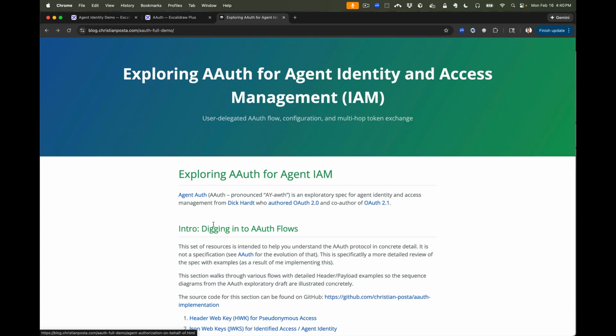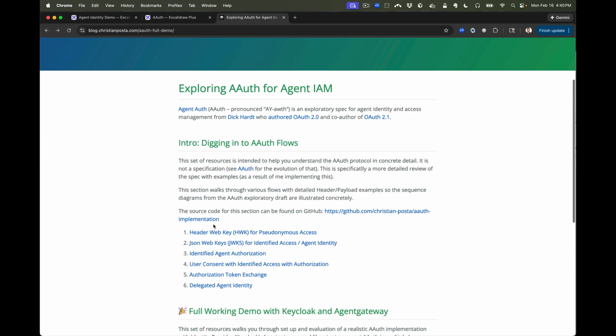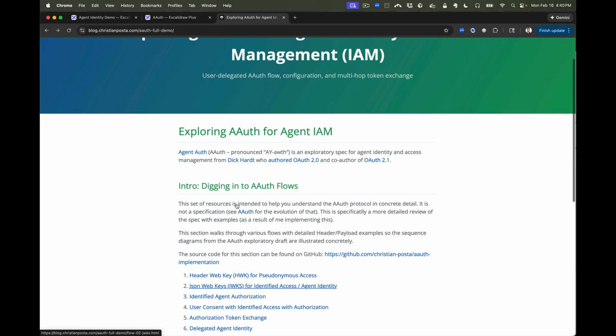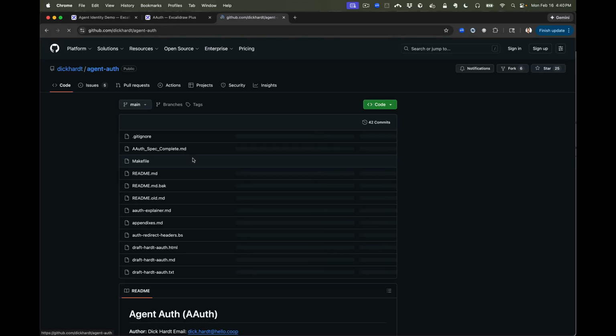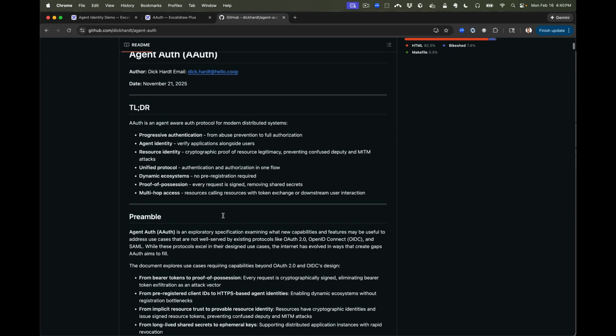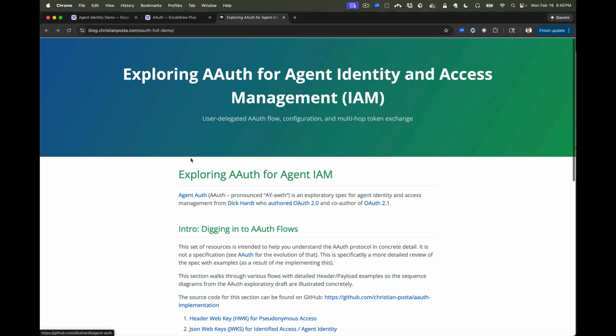If you're interested, take a look at these guides that I've built. Take a look at the actual exploratory spec itself, and these are good patterns to establish and think about for agent identity. So be on the lookout for the next video.